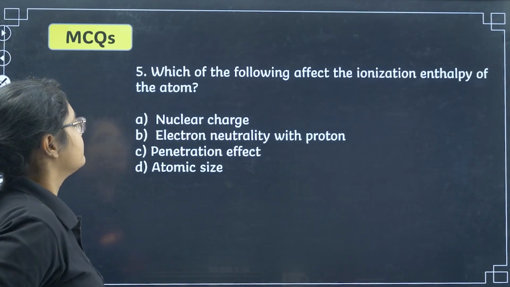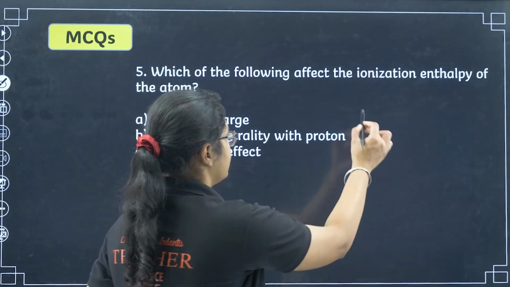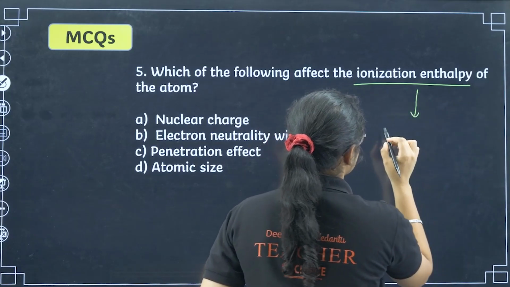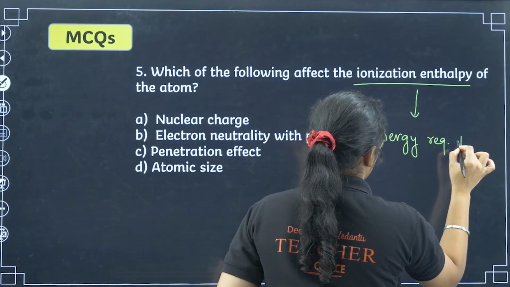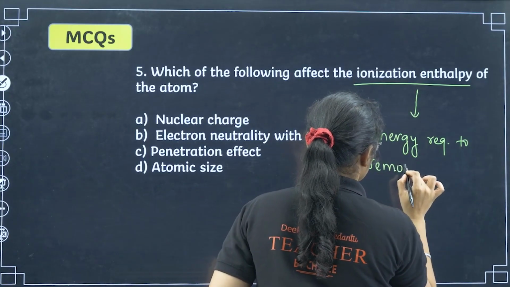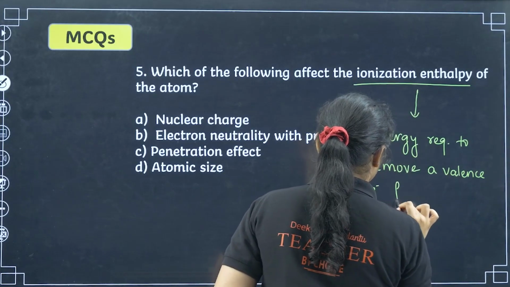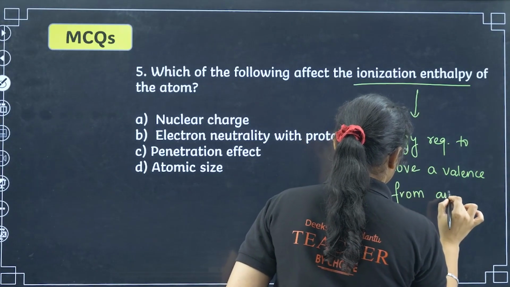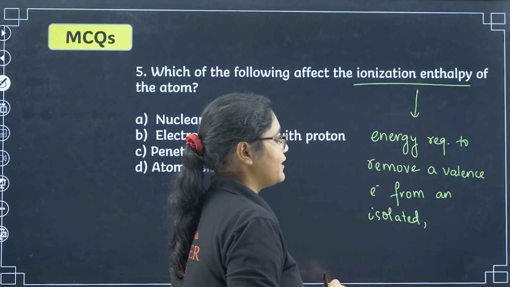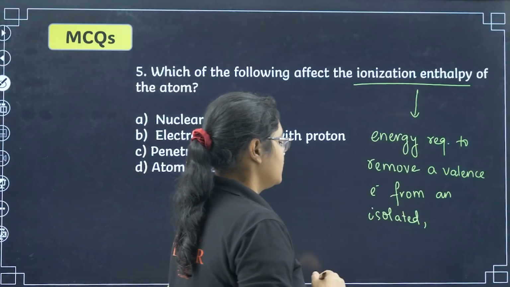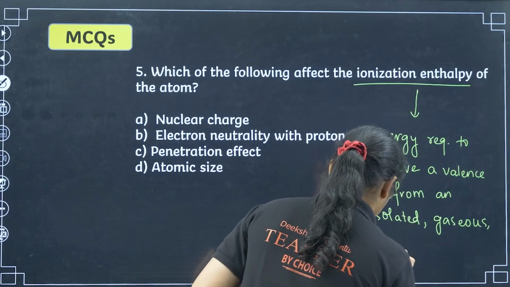Next, 5th MCQ, which of the following affect the ionization enthalpy of an atom? So what is ionization enthalpy? Ionization enthalpy is the energy required to remove a valence electron from an isolated gaseous neutral atom.